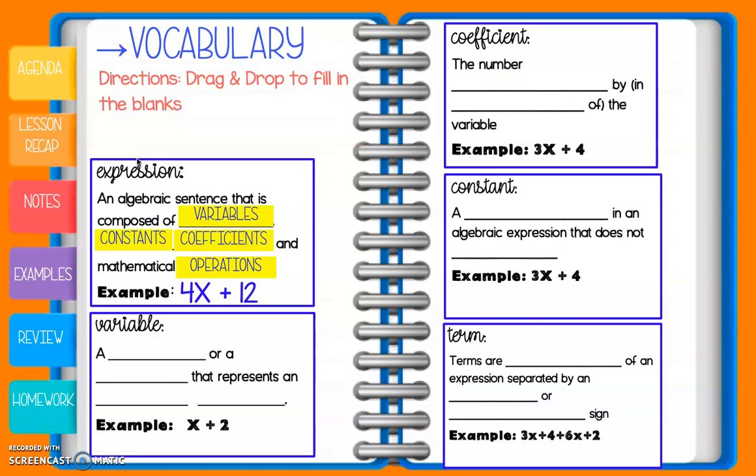Okay, we've got our coefficient. We have a variable. We have a math operation. We have a constant. Okay, all of those combined together is called an expression. So let's talk about what all of these things are.